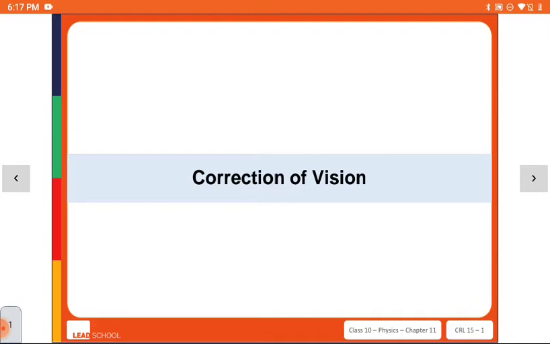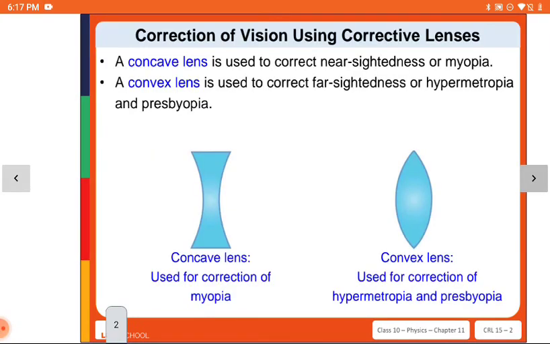presbyopia. So next one is correction of vision. Correction of vision using corrective lenses: a concave lens is used to correct nearsightedness, myopia, and a convex lens is used in farsightedness, hypermetropia, and presbyopia.